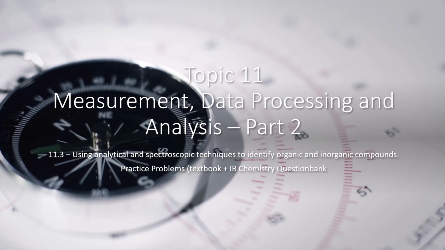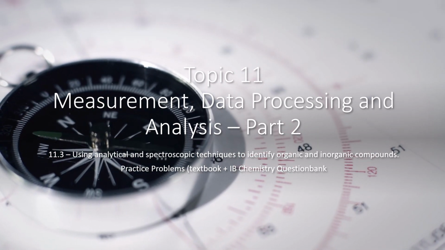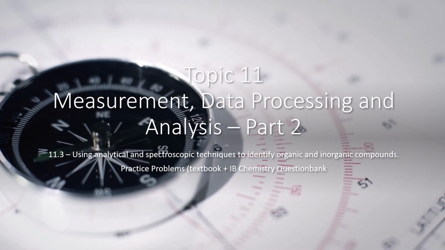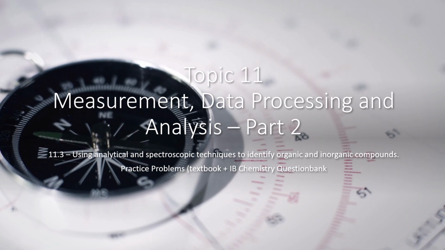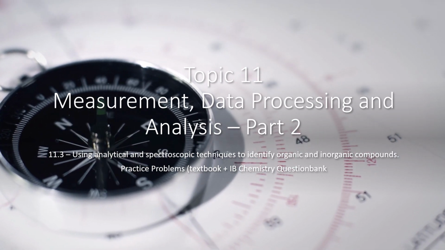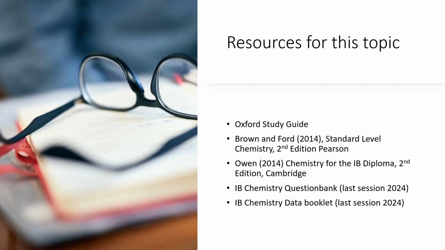So in part 2 of topic 11, I'm going to specifically focus on the subtopic 11.3, which is using analytical and spectroscopic techniques to identify organic and inorganic compounds. The resources that I use for this topic are the Oxford Study Guide, your chemistry textbook, the SL edition, Brown and Ford for the Pearson, the Cambridge textbook, 2014, and the IB Chemistry Question Bank and your IB Chemistry data booklet.